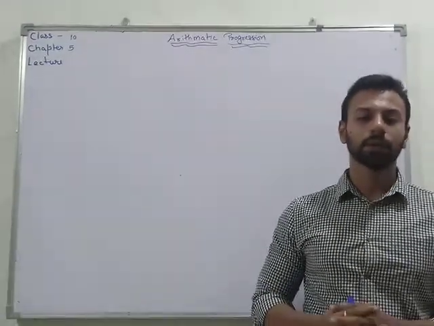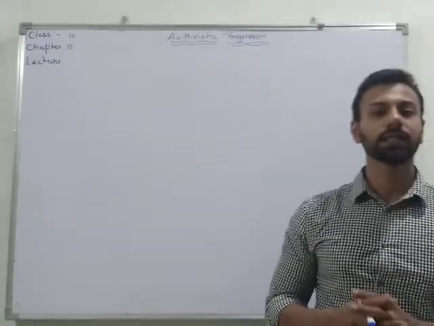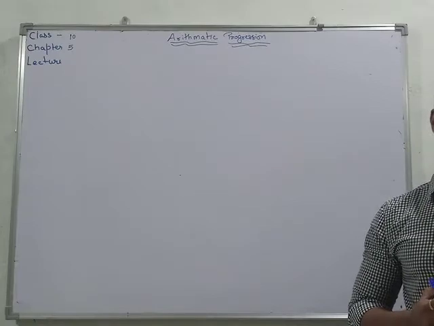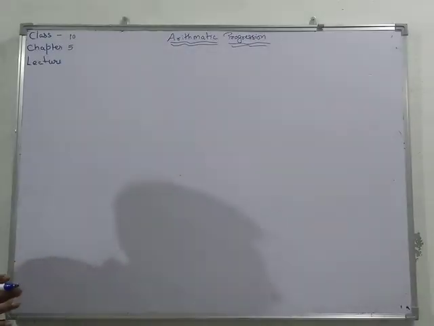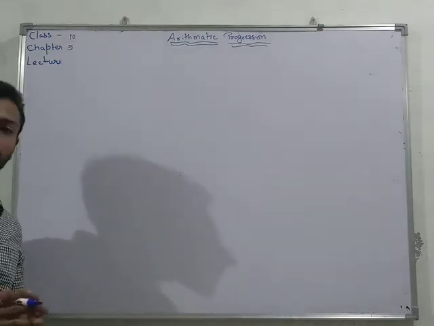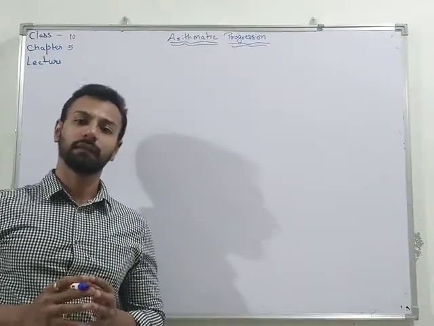Good morning, folks. Today we are continuing our previous lecture on arithmetic progression. What is arithmetic progression? Arithmetic progression is the series of numbers in increasing or decreasing order. Generally, arithmetic progression is the series of those numbers which have a common difference between two consecutive numbers.